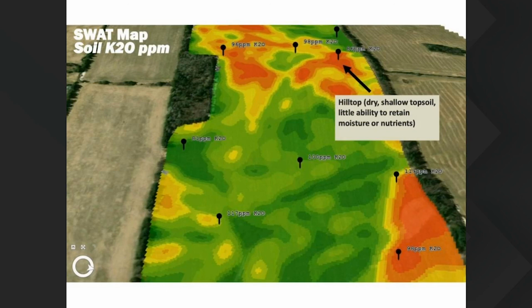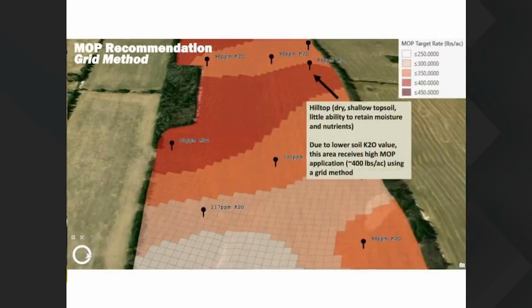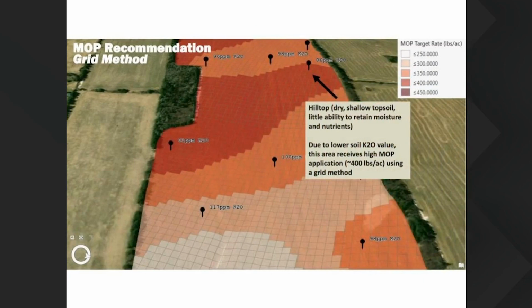availability in the soil there, but a grid prescription is going to take those low values and try and apply more potash in those areas, which makes sense, right? You're trying to build it up in those areas, but what it's not measuring is what are the actual differences in the field? What are the differences in the soil texture and the ability to actually hold on to nutrients and moisture and things like that? So if we look at it here on the grid version, it's taking the lower ppm values of potash and trying to put over 400 pounds on there, even up on that hilltop.